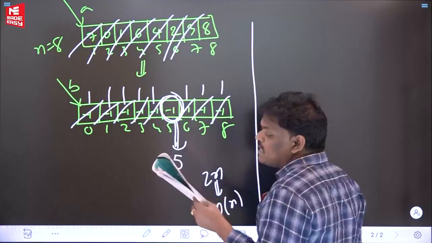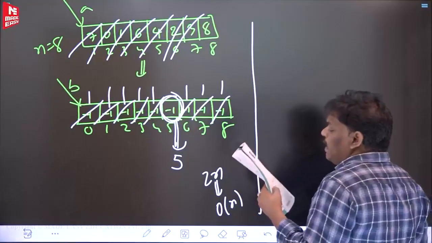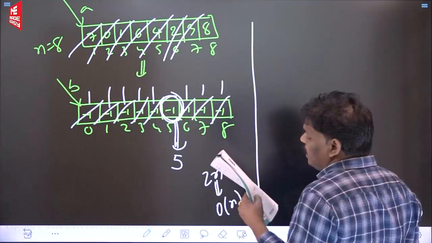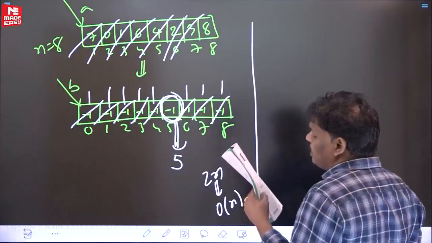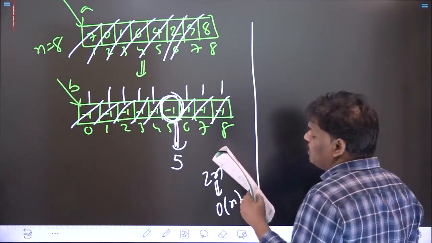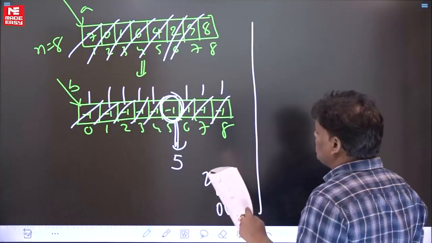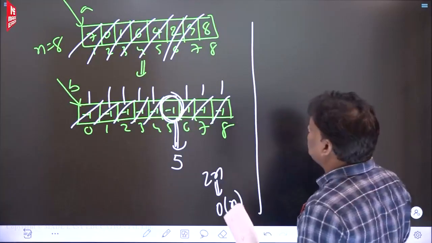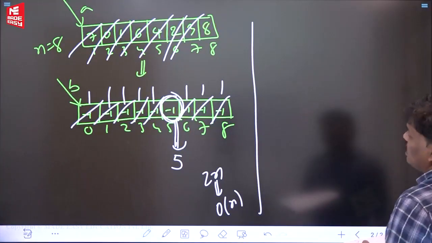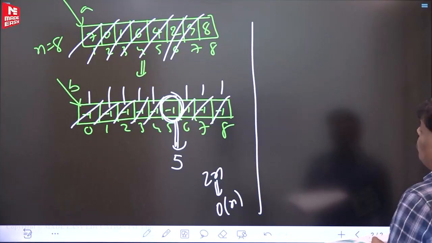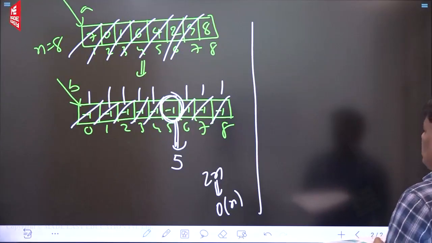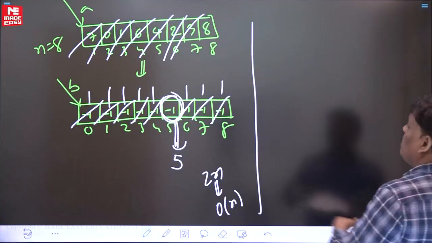Now what is the problem asking? An array A where indexes are 1 to n, values are 0 to n, except one element everyone is there. How much time will it take to determine the missing number? The answer is order of n. At least one scan is required. If you don't scan, how will you know who is there and who is not there? One scan is required, but maybe I did two scans.